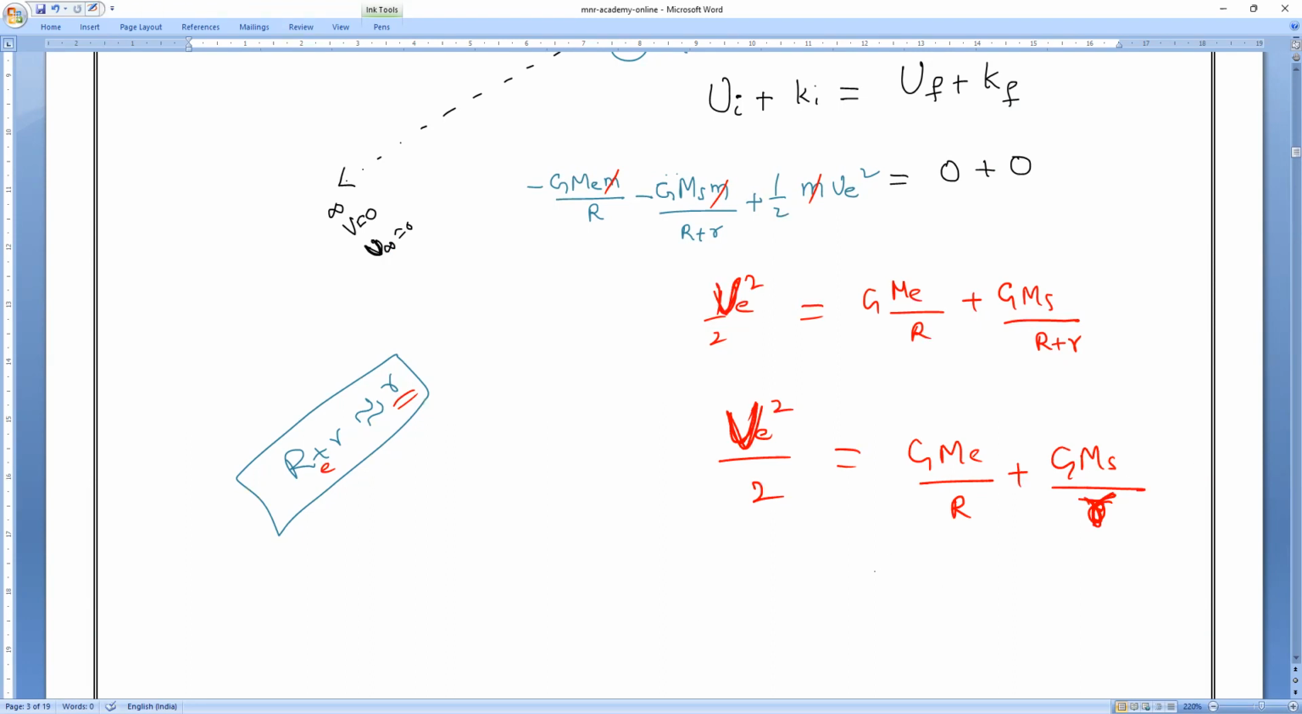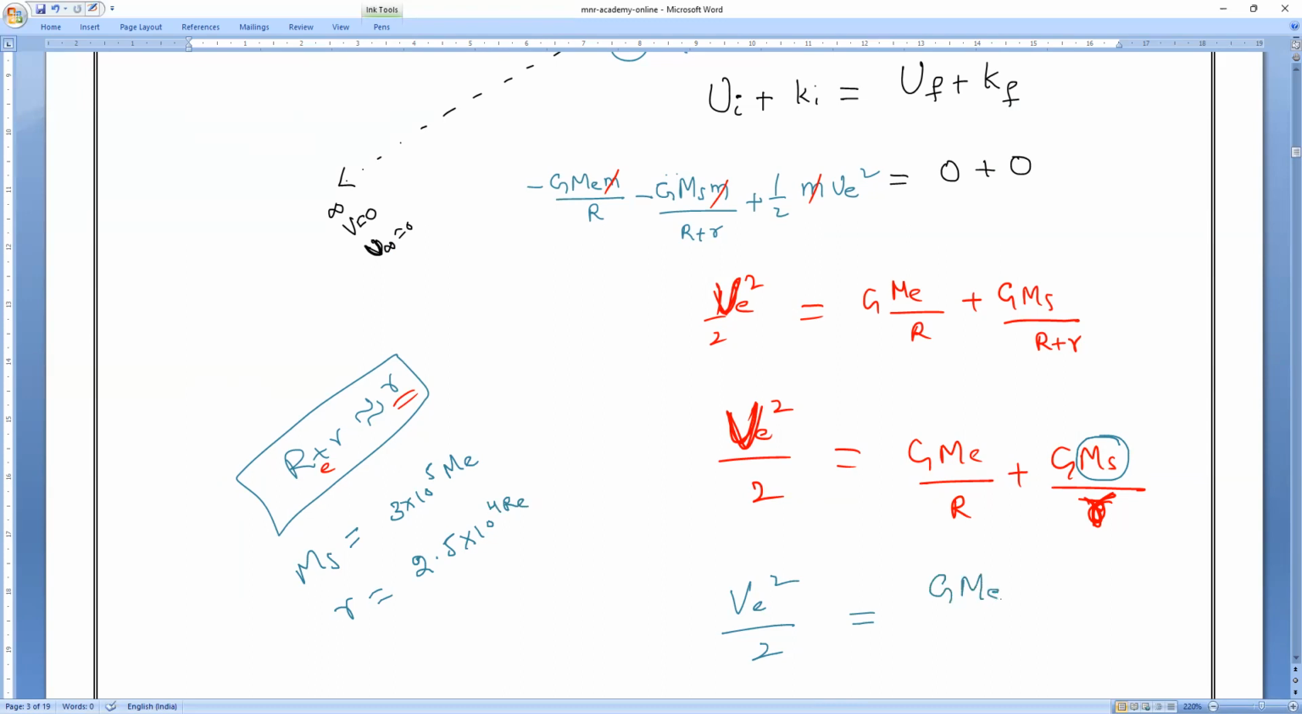Now, what will happen? You can check it. V square, escaping velocity square divided by 2 is equal to... if you observe very carefully, the mass of the sun is given. Check in the book and tell me, what is the given data? Mass of sun is 3 into 10 power 5 times the mass of earth. Next, r is 2.5 into 10 power 4 times the radius of earth.